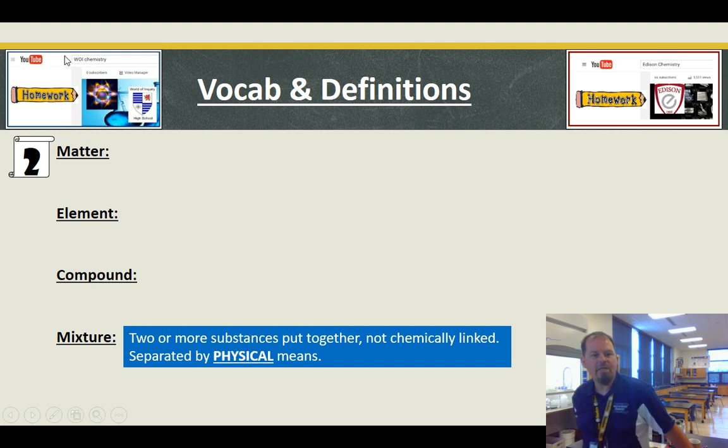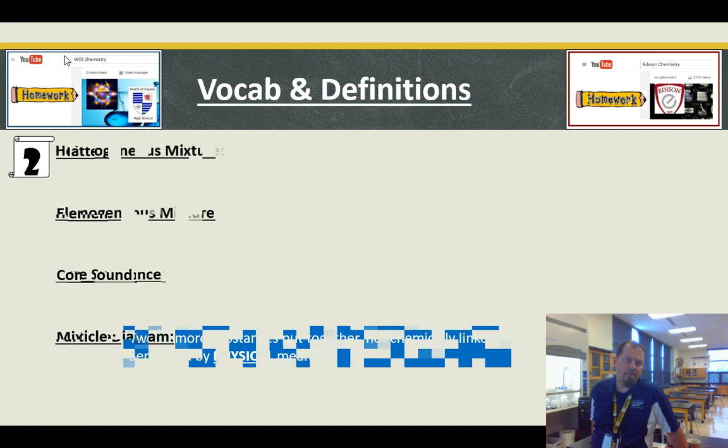A mixture is two or more substances put together. They are not chemically linked. Therefore, they can be separated by physical means. If you think of sand and water, or even sugar and water, they're not chemically linked. The sugar is dissolved. I can let the water evaporate, and the sugar crystals will reform. The sugar won't go out into the air when the water does. So I can separate them by physical means. We'll get into some of the different physical separations a little bit later.